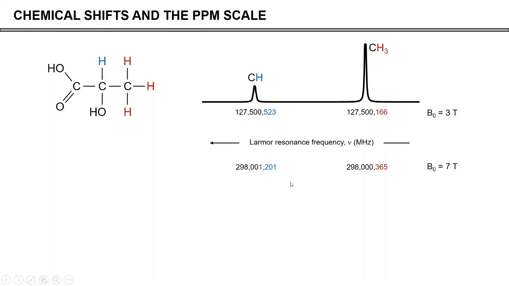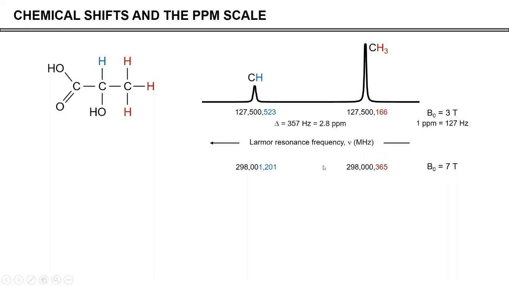If we now go to 7 Tesla, we basically get the exact same spectrum, but the resonant frequencies are different. So this is quite inconvenient, right? If two persons that have different magnetic fields talk to each other, they basically talk about very different numbers, even though they talk about the same molecule.